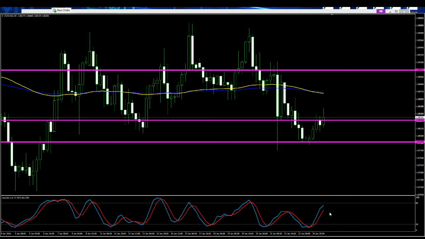You mean the blue and red line with the stochastic? Rob asks about the stochastic, what are the two lines? Is that the question?